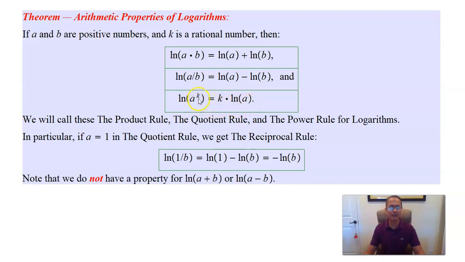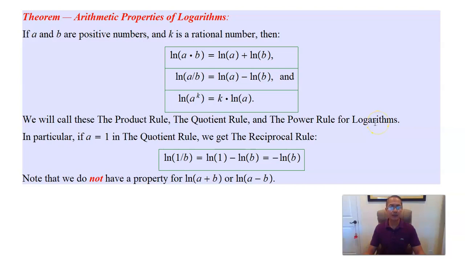You might be wondering, why does k have to be a rational number? Well, because to prove it, we're going to use the power rule for derivatives that we saw in our last video. We will refer to these properties as the product rule, the quotient rule, and the power rule for logarithms.